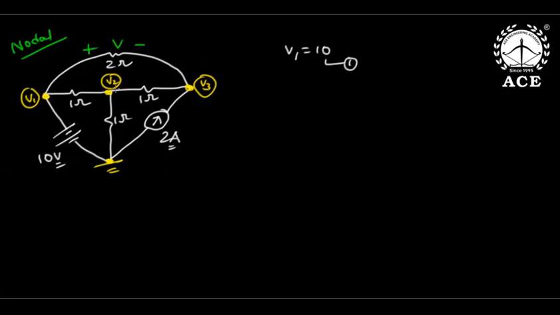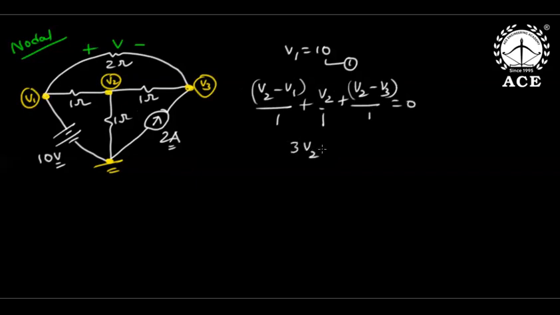Second equation, KCL. For the first equation I need not write KCL because V1 I directly got, since V1 is directly 10 volts with respect to ground. But here if you write KCL, my notation is whenever I write KCL, I assume that node is at highest potential. If this node is at highest potential, all currents leave. So this current is V2 minus V1 by 1. This current is V2 by 1. And this current is V2 minus V3 by 1 equal to 0.